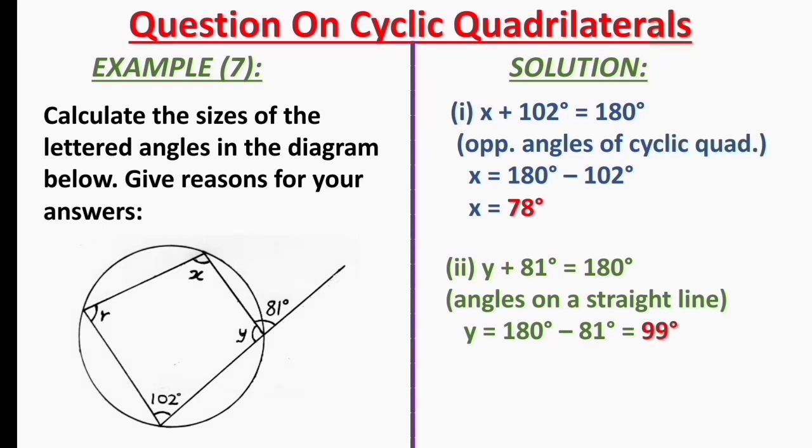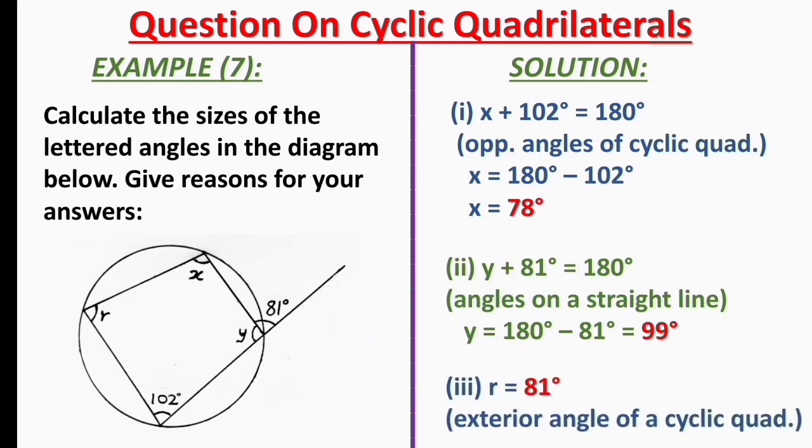Lastly, we have angle r to solve for. Can you tell the answer for angle r? Let's see if you are right. Looking at the diagram, r should be 81 degrees. The 81 degrees in the diagram is the exterior angle, and it should be equal to the interior opposite angle, which is r. That makes r equal to 81 degrees. I hope the solution to example 7 is clear to you.